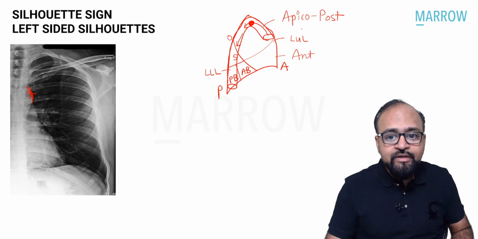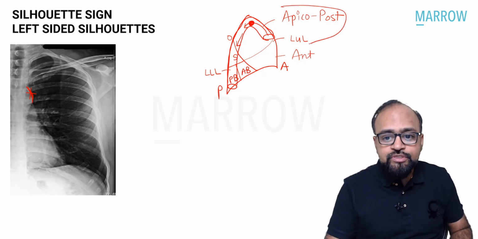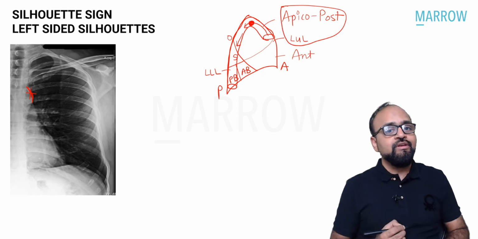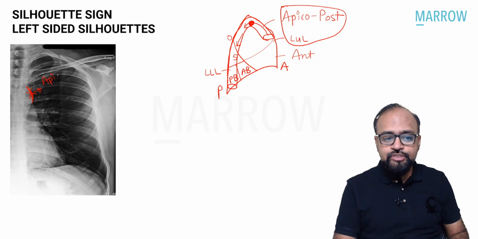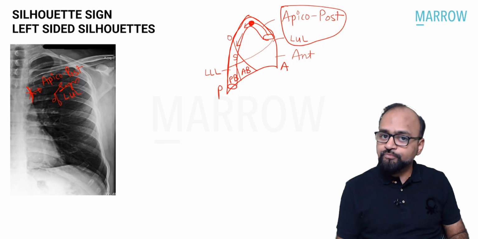What is that segment? It is the apico-posterior segment of the left upper lobe. So if the aortic knuckle is obscured, then the disease pathology is going to be in the apico-posterior segment of the left upper lobe, right?